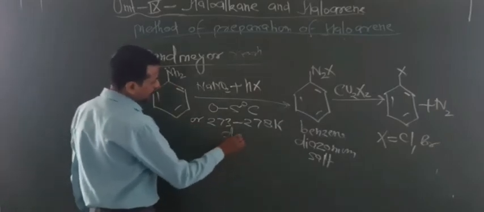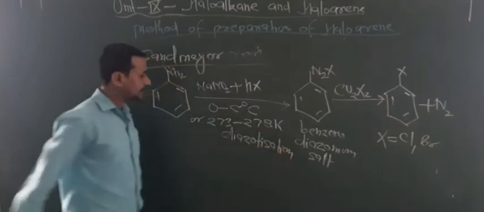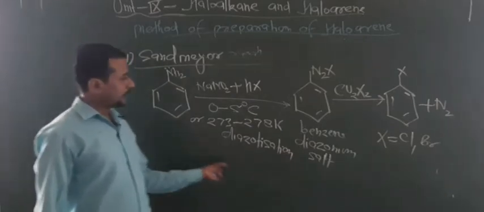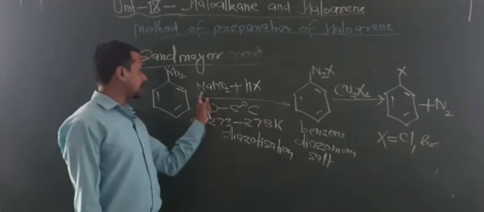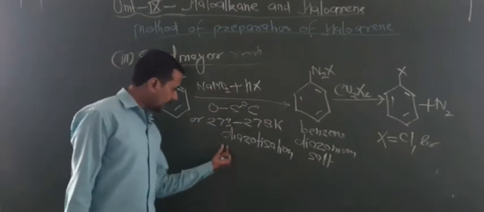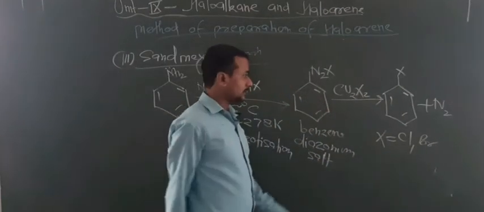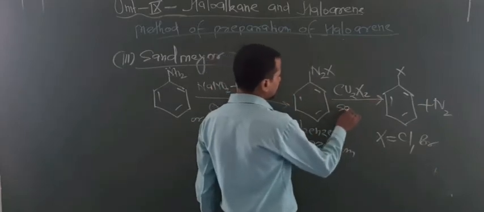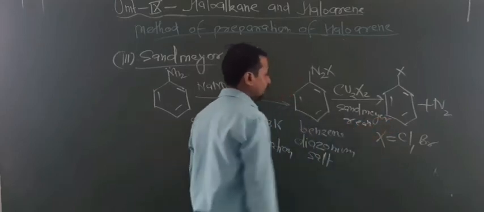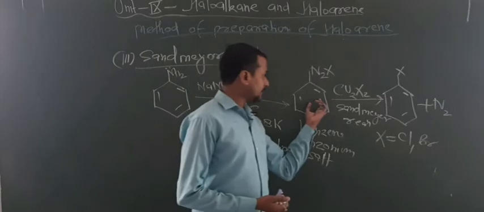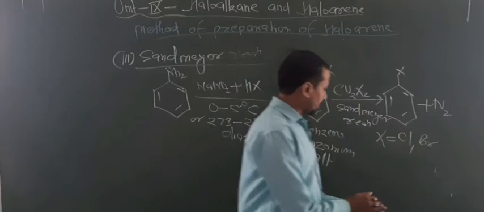One more thing to note down: this is known as diazotization. That means conversion of aniline to benzene diazonium salt at 0 to 5 degrees centigrade in the presence of NaNO2 plus HX is known as the diazotization reaction. But from benzene diazonium salt to haloarene, this is known as the Sandmeyer reaction. So basically the Sandmeyer reaction is the conversion of benzene diazonium salt to haloarene.